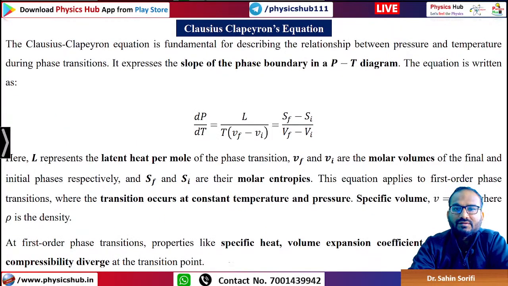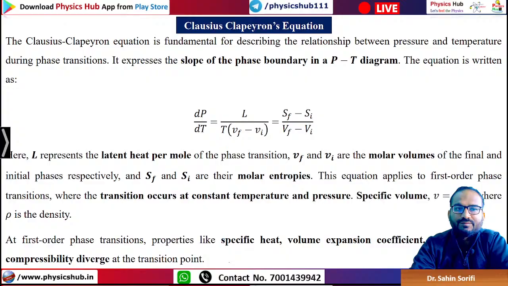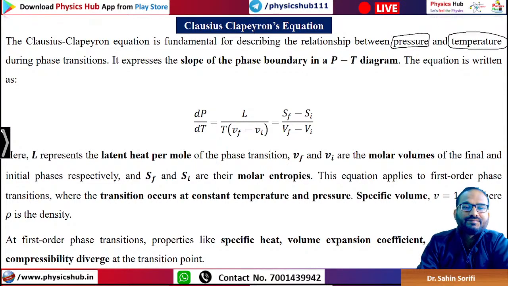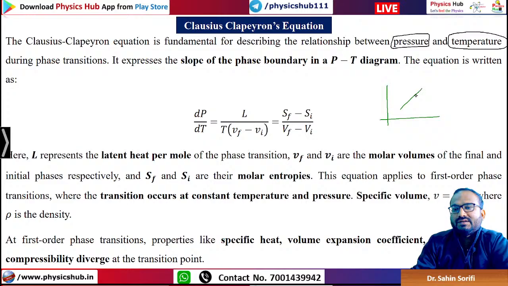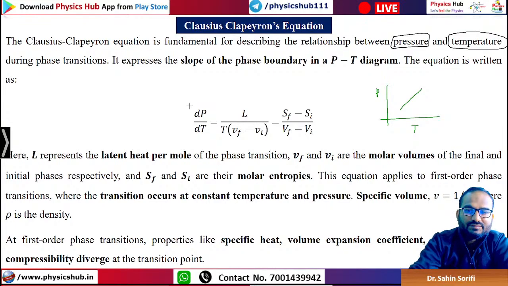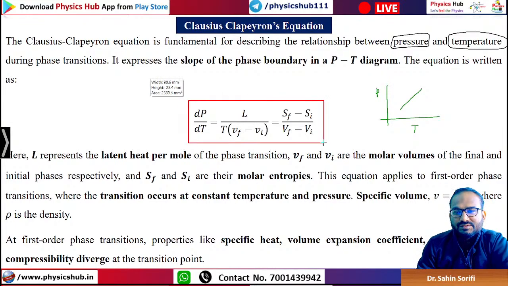Let's go to the Clausius-Clapeyron equation. This is the mathematical equation which governs the first order phase transition. It describes a relationship between the pressure and the temperature, P and T. If you consider a PT graph, it actually represents the slope of the phase boundary in the PT diagram. This is the most important equation which you have to remember.